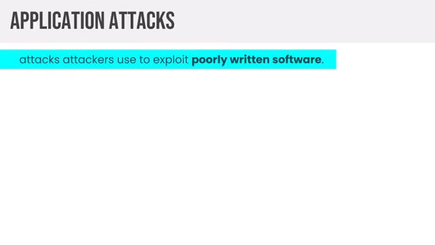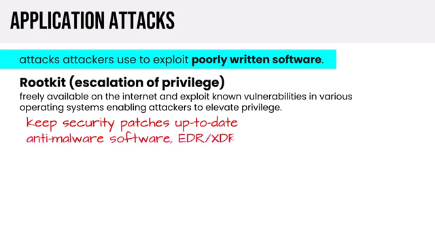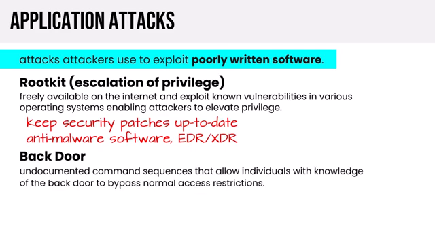Application attacks. So these are attacks attackers use to exploit poorly written software. We have rootkit, which is escalation of privilege. These are freely available on the internet, and they exploit known vulnerabilities in various operating systems, enabling attackers to elevate privilege on a system. And we can stop most rootkit-based threats by simply keeping security patches up to date. Anti-malware software is good. EDR, XDR solutions installed on our hosts to watch for malicious activity.